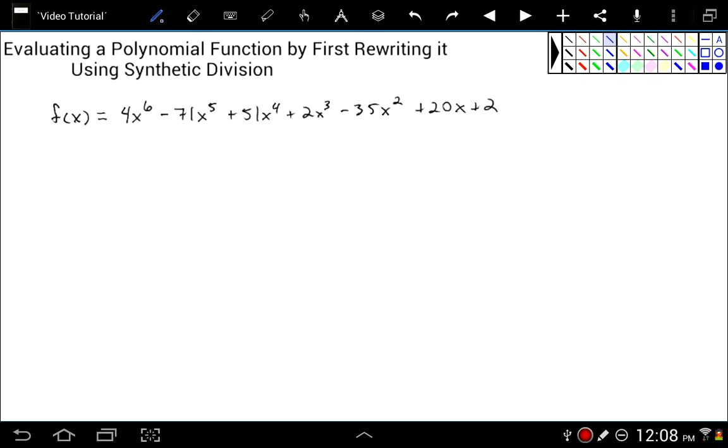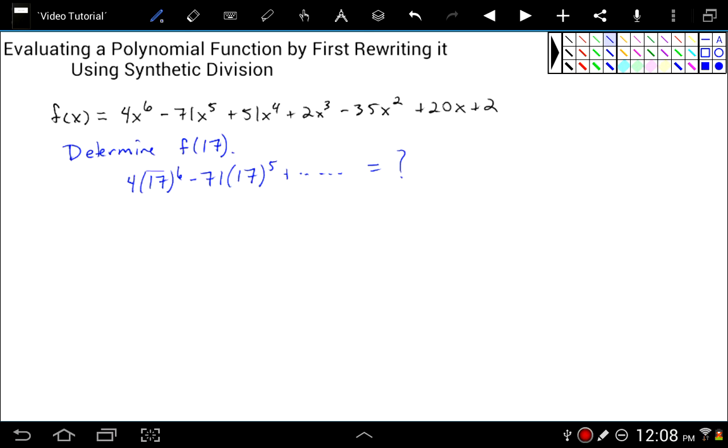So for example, I've given you the definition of the function f. If I tell you to determine f of 17, then what would you do? Well, you would take 17 as your input, and you would have 4 times 17 to the 6th minus 71 times 17 to the 5th plus and so on, and you would get some number at the end. Okay, very calculator heavy, and not, to be honest, much fun. So let's look at a fun, more interesting way to determine, for example, f of 17.